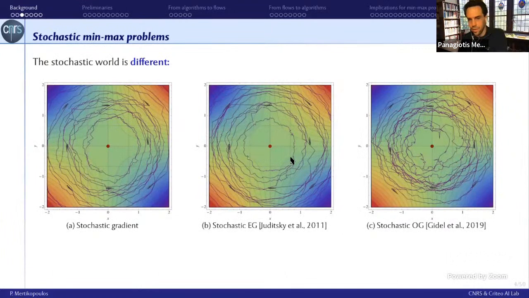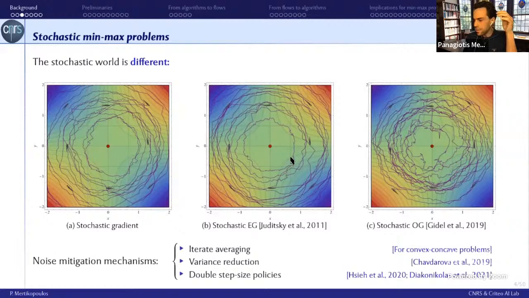So as I was saying, if we only have access to a stochastic first-order oracle, then the behavior of these three algorithms now becomes very difficult to tell apart. I claim that if you're looking at this or this or this image, it is basically impossible to tell whether one has been generated by an extra gradient or a standard gradient algorithm. And there have been significant efforts to correct this failure of convergence in the stochastic setting, either via iterate averaging.